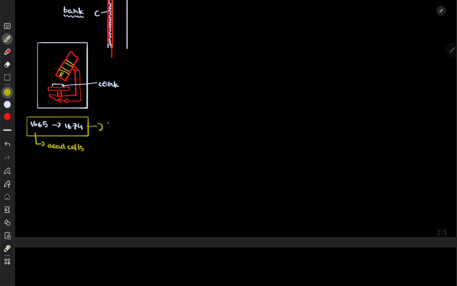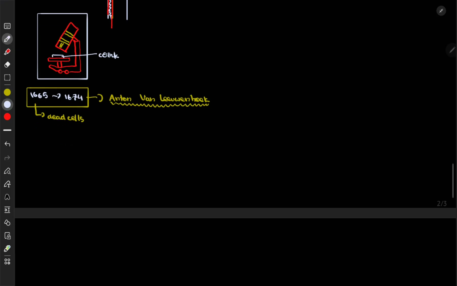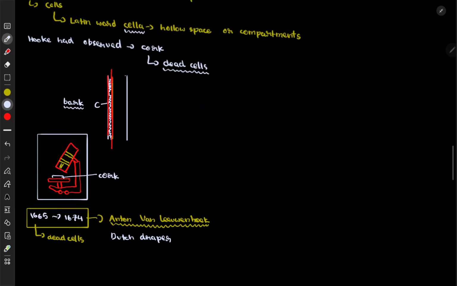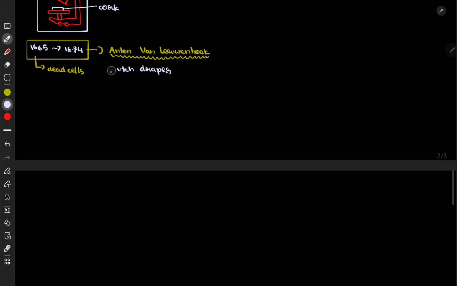Came another Hooke. His name was Anton van Leeuwenhoek. Who was Anton van Leeuwenhoek? He was a Dutch draper. Draper means the one who arranges clothes or takes measurement of clothes. I believe that is the meaning in this case. So he was a Dutch draper.